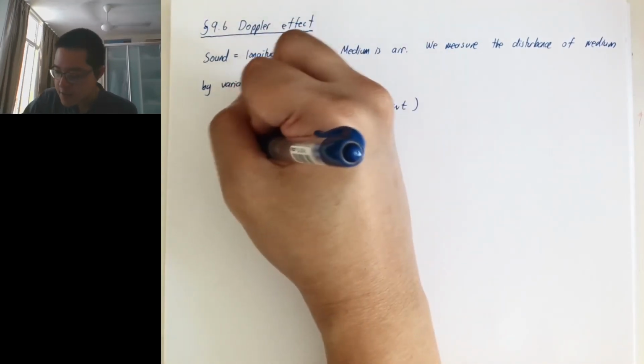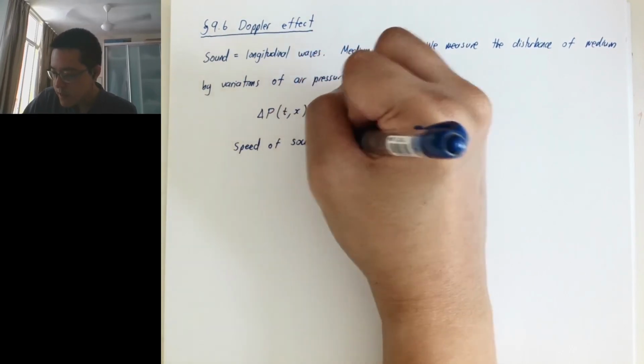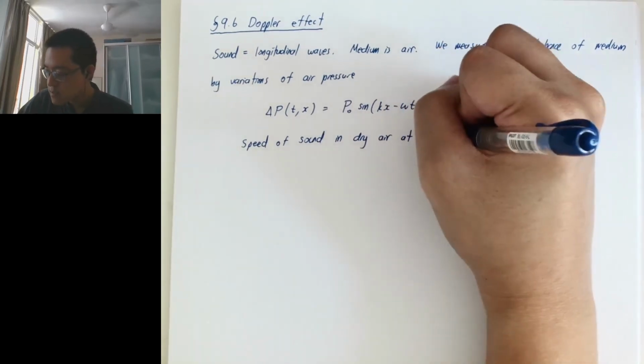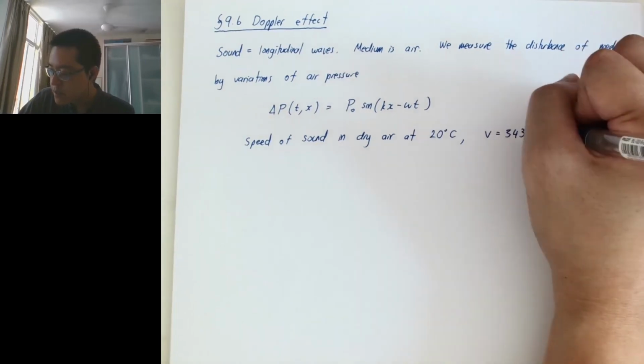For example, the speed of sound in dry air at 20 Celsius equals 343 meters per second.